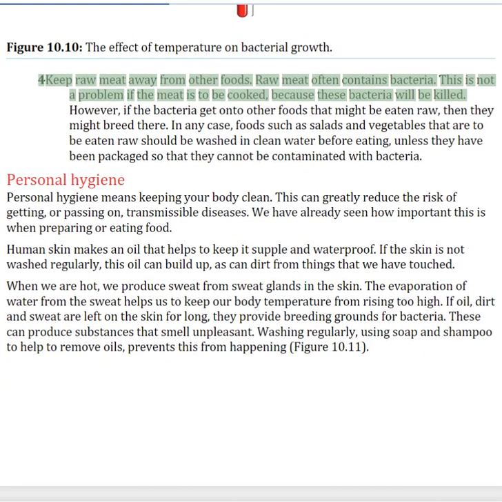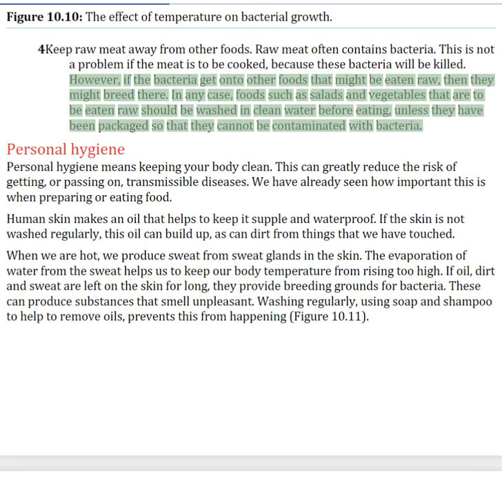4. Keep raw meat away from other foods. Raw meat often contains bacteria. This is not a problem if the meat is to be cooked, because these bacteria will be killed. However, if the bacteria get onto other foods that might be eaten raw, then they might breed there.